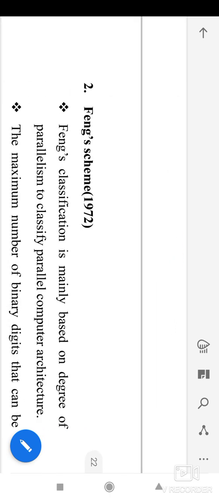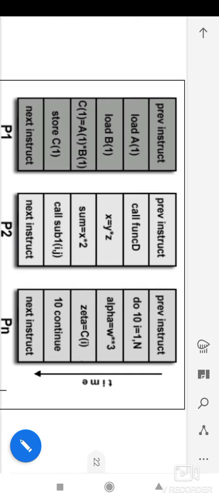Okay, so these are Flynn's classification. Let me summarize. Flynn's classification includes 4 types of architectures. That is single instruction, single data. Here we have a single control unit, single processor and a single memory.